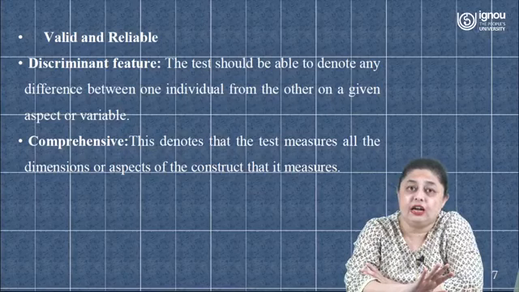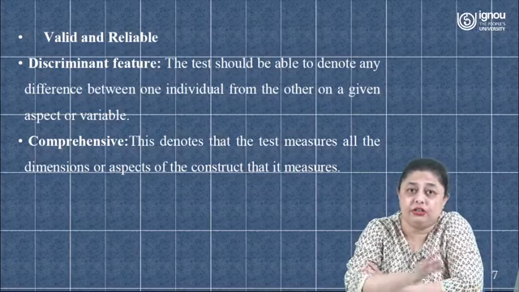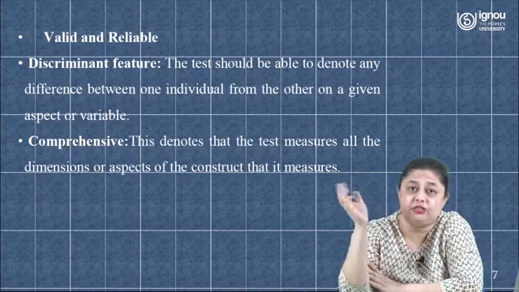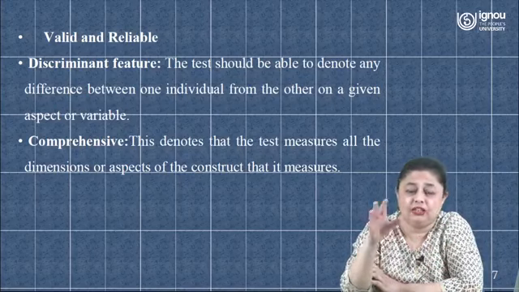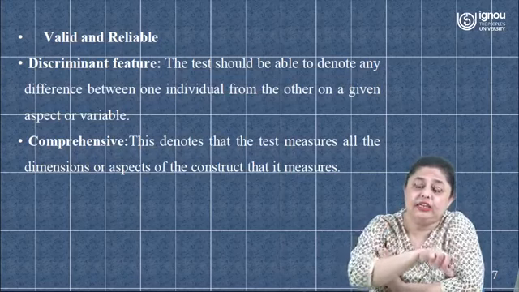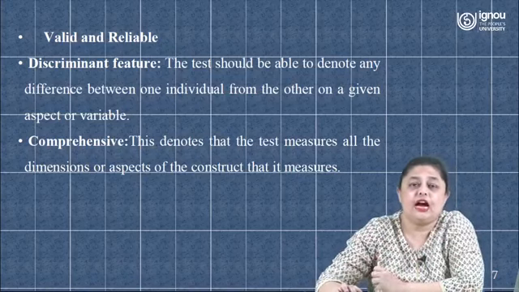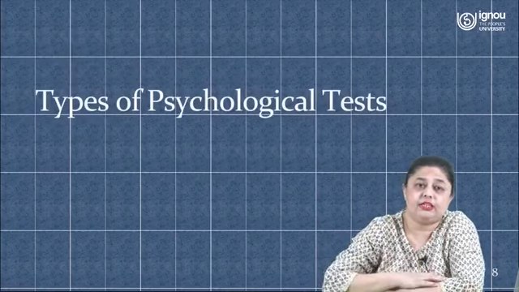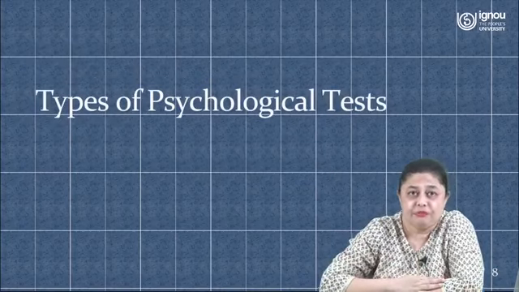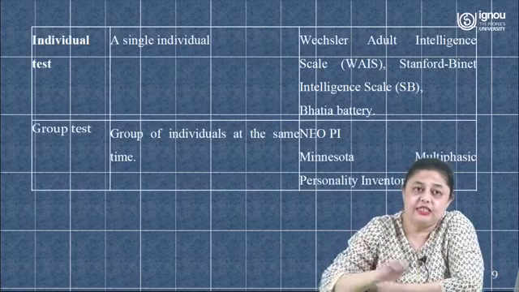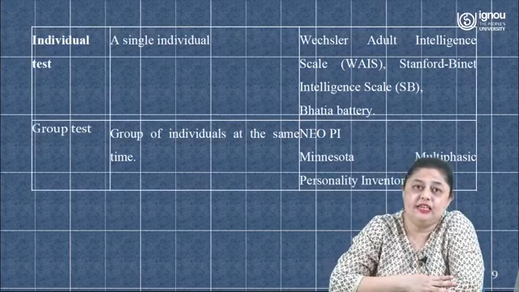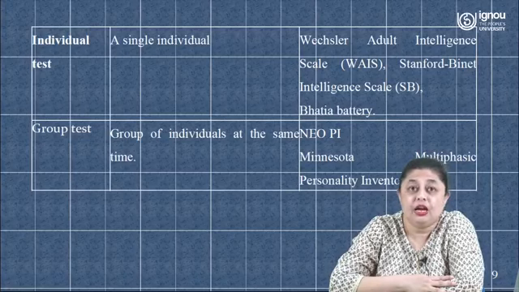So if I define my personality in terms of IGNOU, the three aspects, neuroticism, extraversion, and the third aspect, all those three need to be measured by my psychological test. So this is relevant in the context of psychological tests. Now let's go to the different types of psychological tests. The very first type is the individual test, and as the name suggests, there are certain psychological tests that can be administered only to individuals.